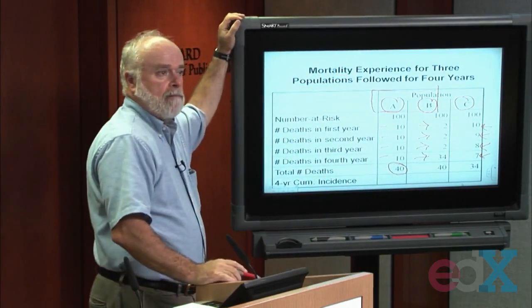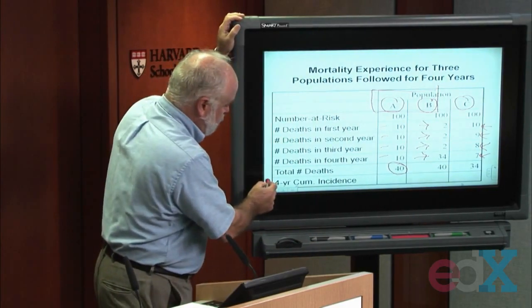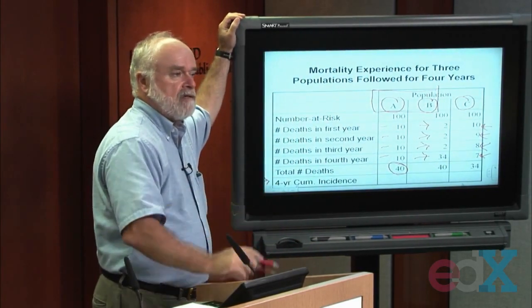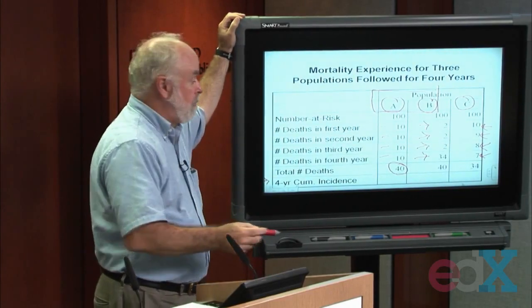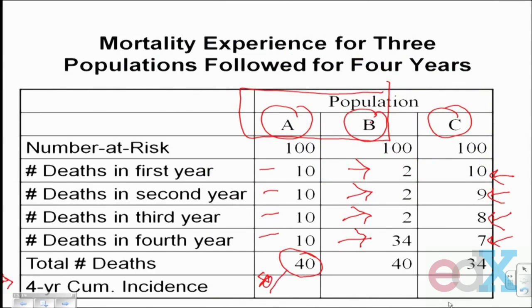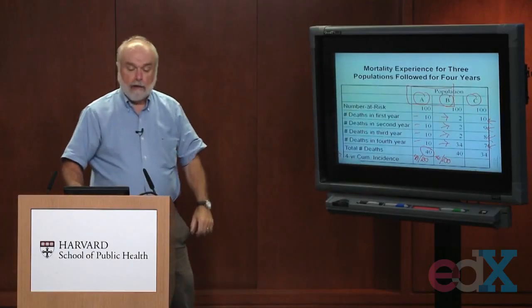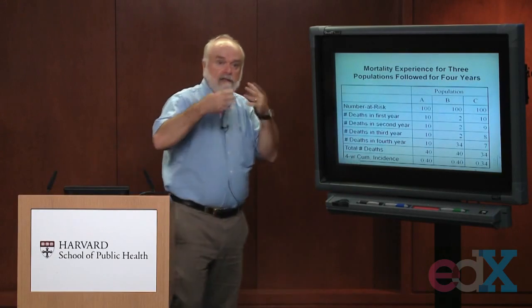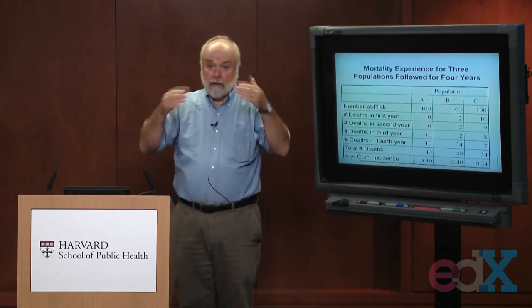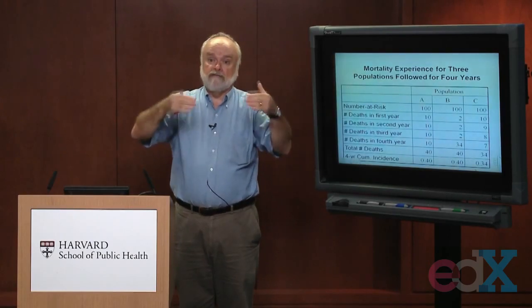And I ask them why, because what's the 4-year cumulative incidence? What's your risk of developing this outcome during 4 years of follow-up? For population A, it's going to be 40 divided by 100. For population B, it's going to be 40 divided by 100. So no matter whether you're in population A or population B, your risk of getting this disease is 40% in the next 4 years. One's no better than the other if you're talking about cumulative incidence, if you're talking about estimated risk.